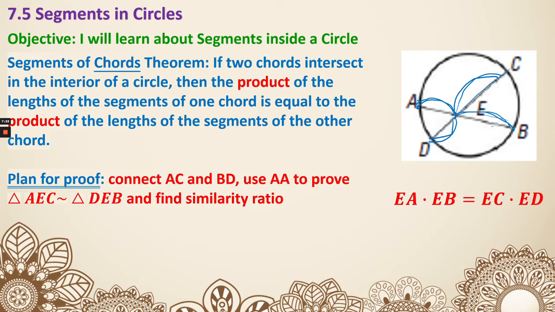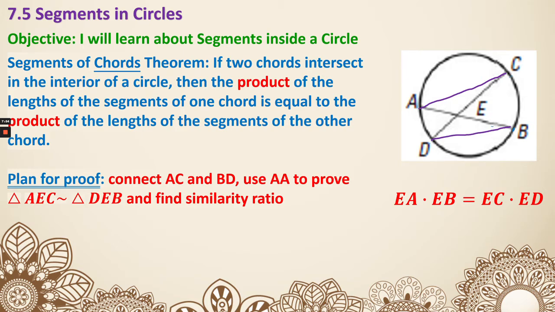So EA times EB equals EC times ED. Like I've emphasized before, whenever we're trying to prove things about circles, a lot of time we're going to use triangles to prove. So in this case, we're going to connect AC and BD to make up some triangles. And of course, these two don't have to be the only triangles we use. We can also choose to connect AD and BC. That can give us another set of triangles.